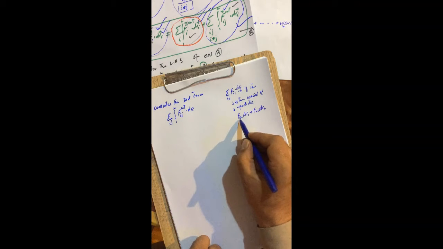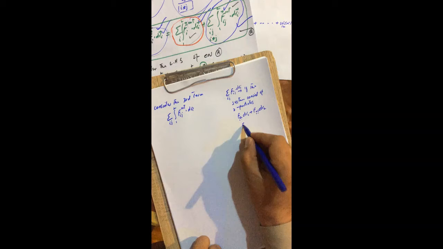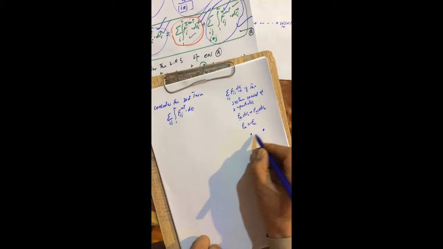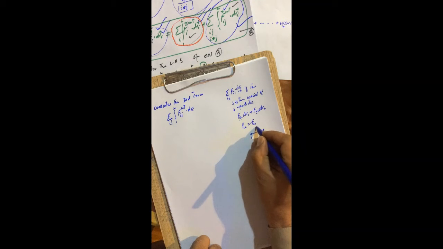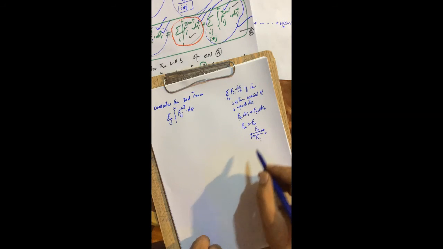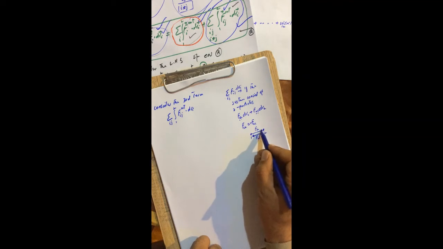F12 means particle 2 exerts a force on 1 and F21 means particle 1 exerts a force on 2. Now these two forces are equal in magnitude, F12 is equal to F21, but they are in opposite direction. For example, this is particle 1, this is particle 2. Particle 2 exerts a force F12 on particle 1, and similarly particle 1 exerts a force F21 on particle 2. So the two forces are equal in magnitude, but their direction is opposite.